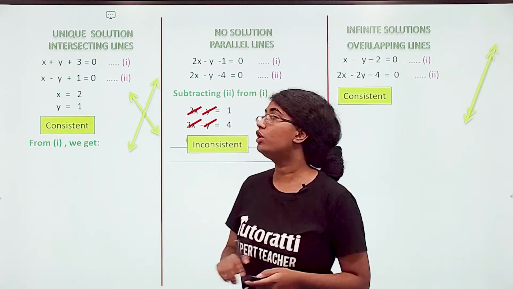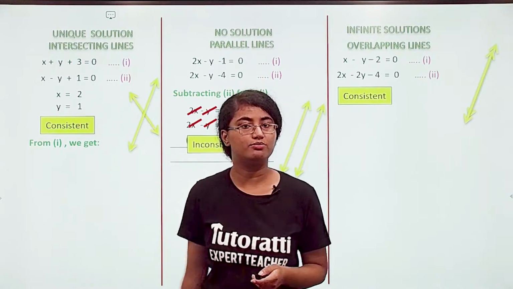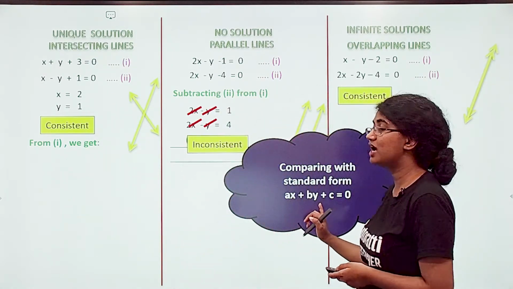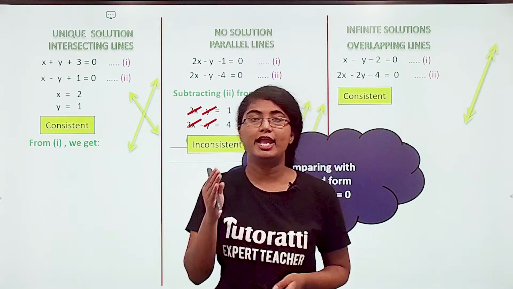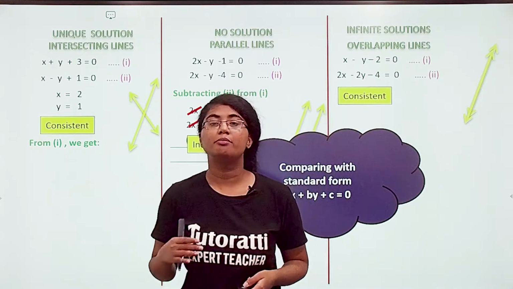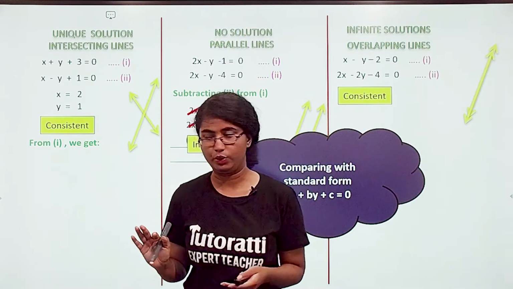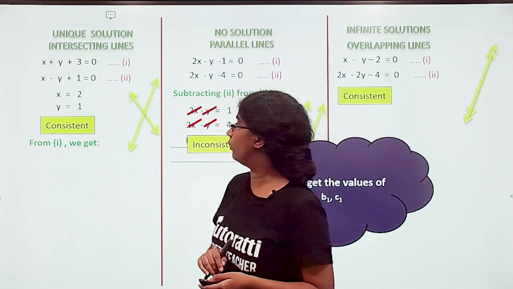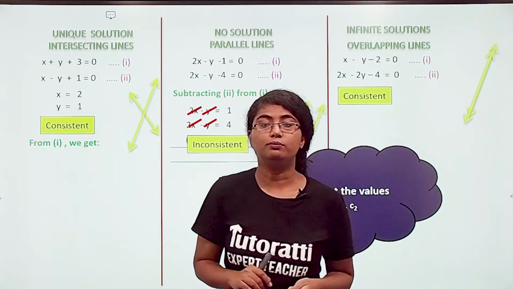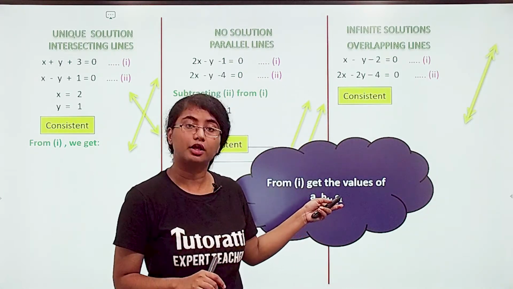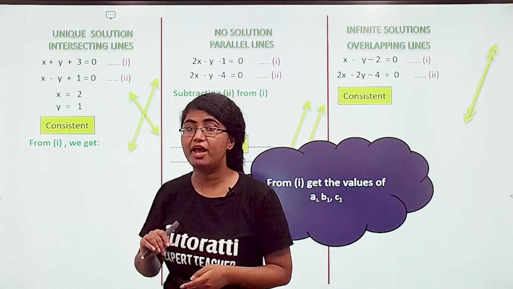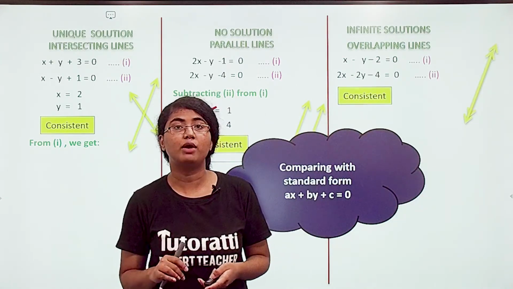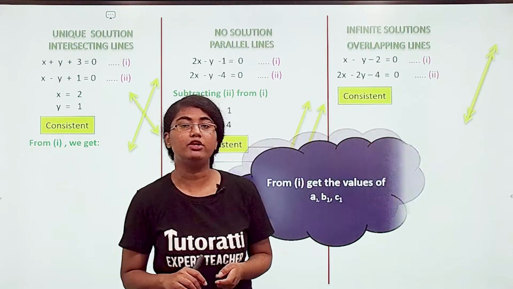Observe 1 and 2. Now compare this with the standard form. What is the standard form of a linear pair of equations? ax plus by plus c equals 0. So we are going to try to establish the conditions here. Equation 1 you compare with a1, b1, c1, and equation 2 you compare with a2, b2 and c2.